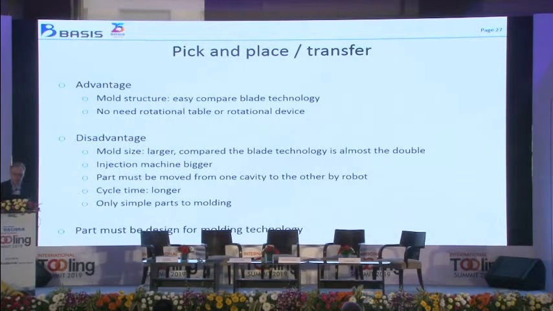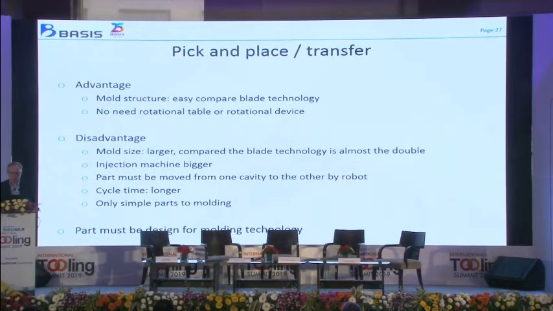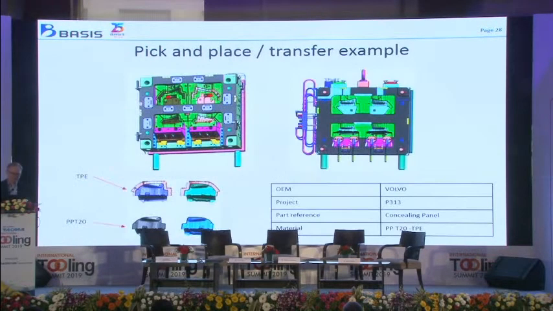Advantage, the mold structure is easy compared to blade technology. No need for a rotational table or rotational device in the mold. The disadvantage, the mold size is larger compared to blade technology. The injection machine is bigger. The part must be moved from one cavity to the other by robot. Cycle time is longer. Only simple parts can be made. The part must be designed for overmolding technology.